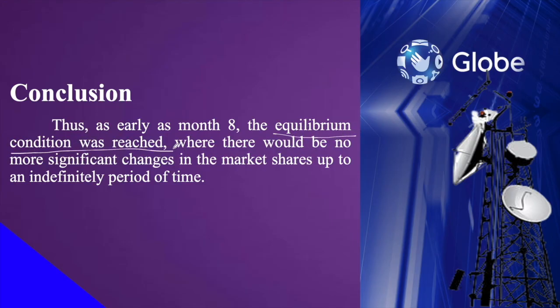Na-reach na, ibig sabihin kahit ano pang gawin mo dyan, computation for probabilities, pare-pareho na po na 20% for Globe, 47% for Smart, and 33% for Sun in the long run. No, yung kanilang magiging market share. Where there would be no more significant changes in the market shares up to an indefinite period of time. Take note po sa term indefinitely. Ibig sabihin, once na nag-settle na yan, ilang months, 3 months, 4 months na nagpare-pareho na po yung mga probabilities, ibig sabihin na hit nyo na yung equilibrium condition.